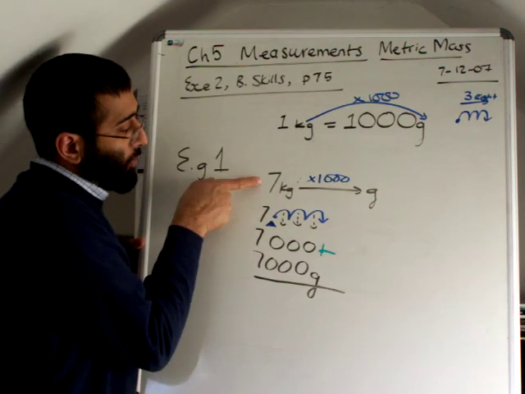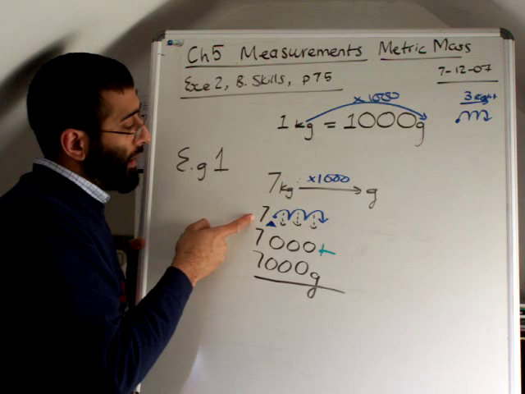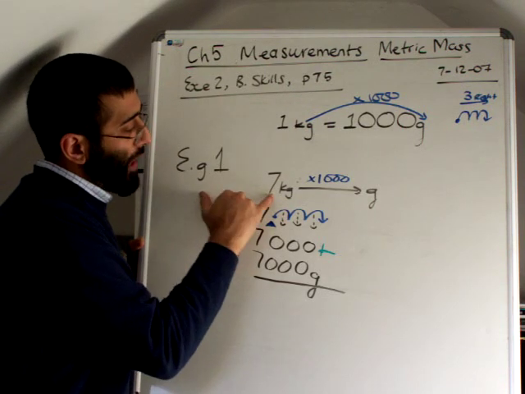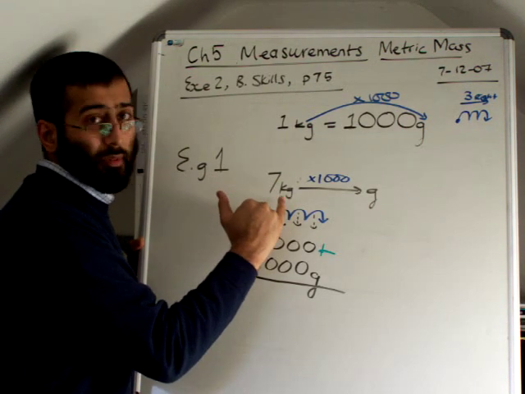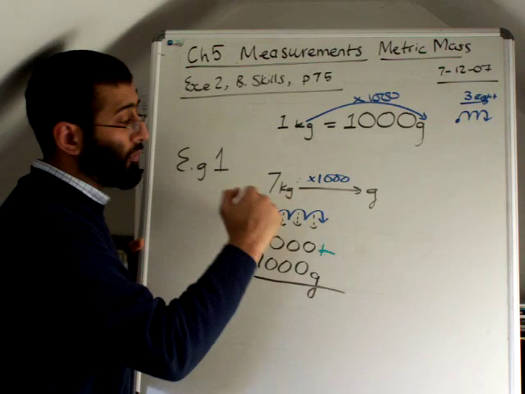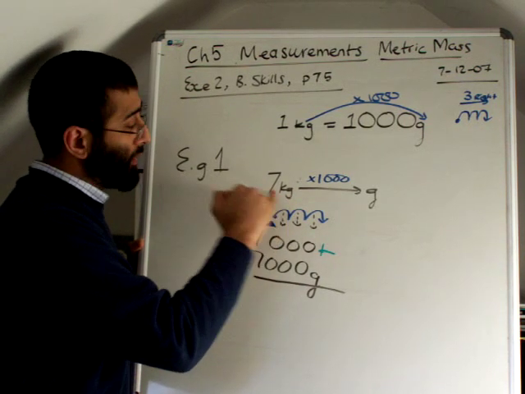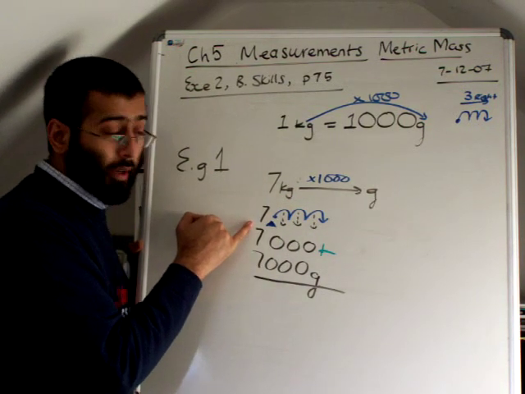Now, the reason why I copied the 7 down again and did the working on the next line is that if I put the decimal point here, I've got the kilograms in the way, everything would have been a bit tight and I would have crashed into the writing. So, copy the 7 down on a new line.